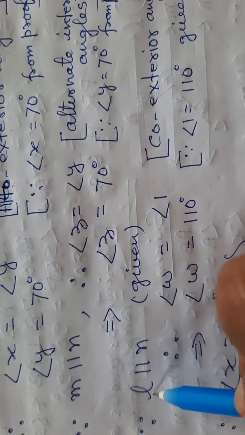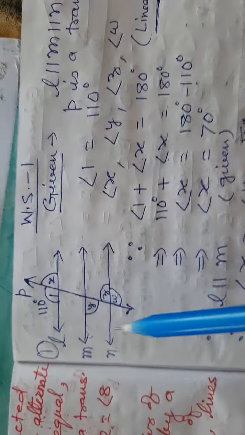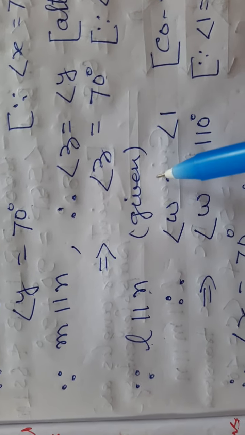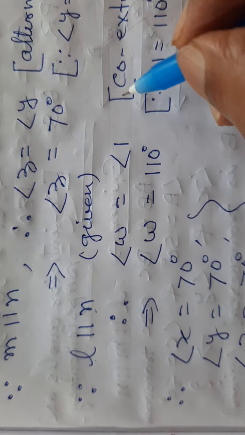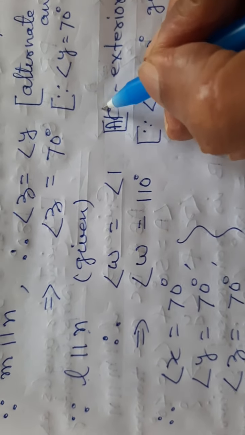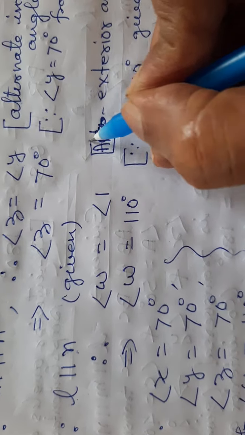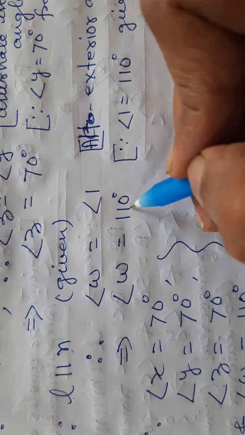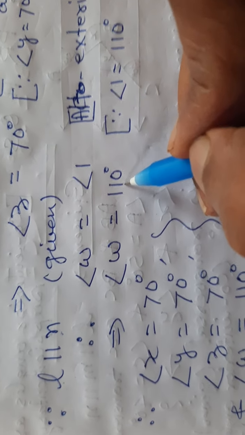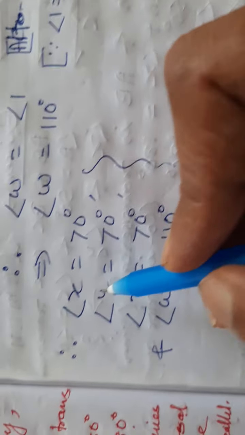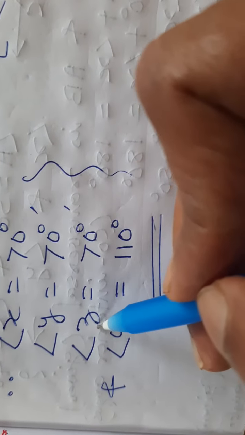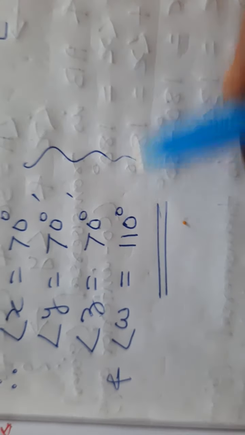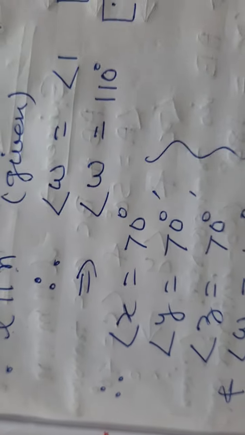And line L parallel to line M, line L parallel to line N, it is given. Therefore, angle W is equal to angle 1, alternate exterior angles. Angle 1 is given as 110 degrees. Therefore, W is equal to 110 degrees. Hence, angle X 70 degrees, angle Y 70 degrees, angle Z 70 degrees, and angle W is equal to 110 degrees. Now question number 2.